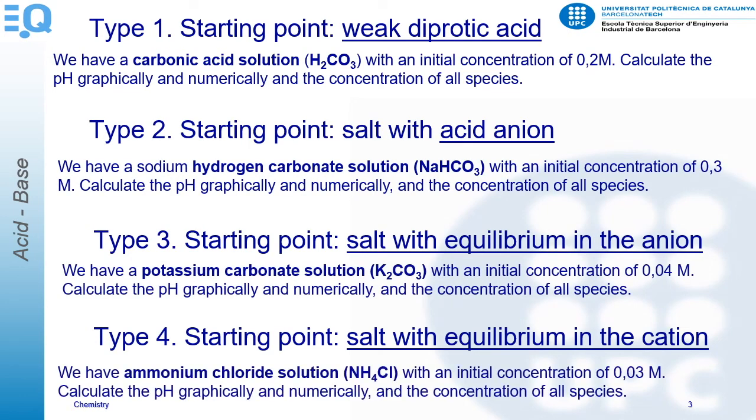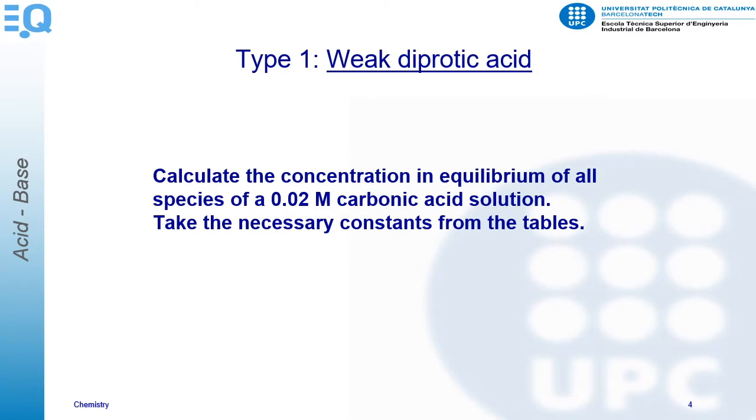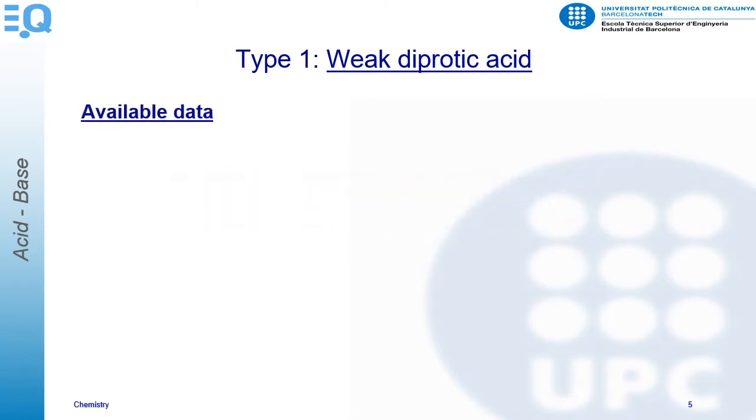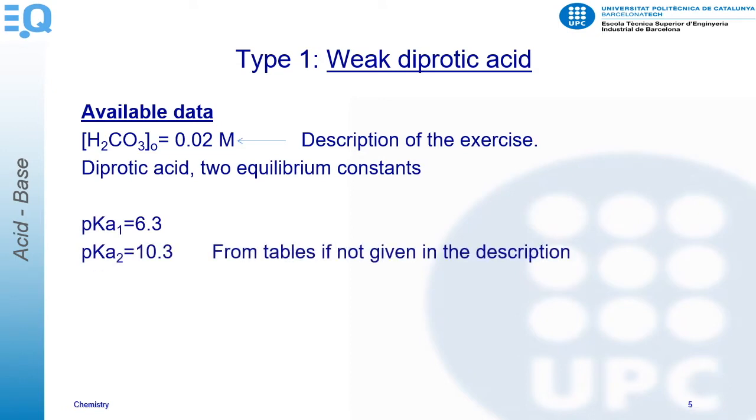We're going to calculate the concentration in equilibrium of all species of a 0.02 molar carbonic acid solution. All the constants will be in the tables. Let's start the example. The first step is writing the different equilibrium reactions. Here we can see the different equilibriums.